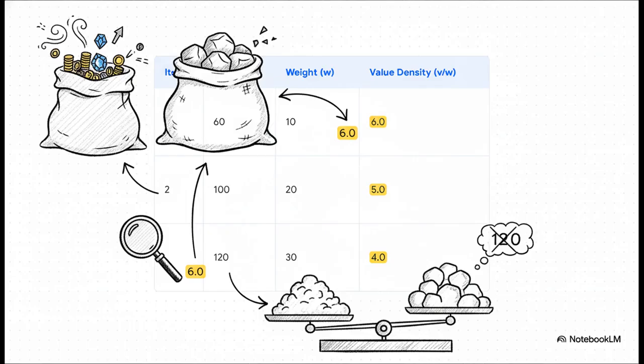Okay, check this out, because this table shows a really common trap people fall into. Your eyes immediately go to item 3, right? It has the highest value, 120. But look closer, it's also the least dense. The real winner here, our most precious item, is actually item 1. Even though its value is only 60, its value density is a whopping 6.0. That's the one we want first.